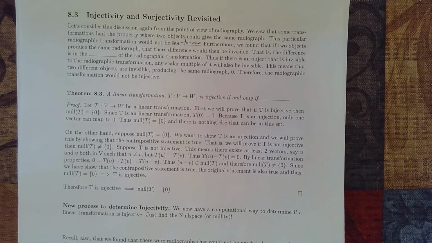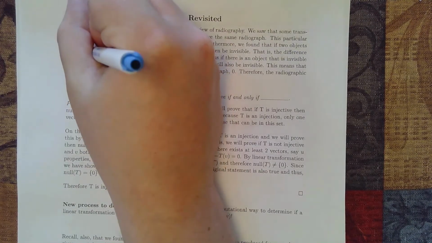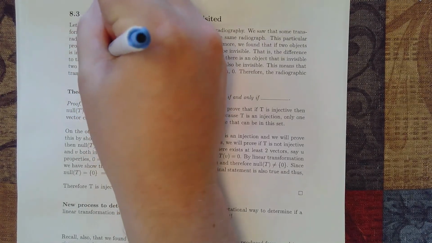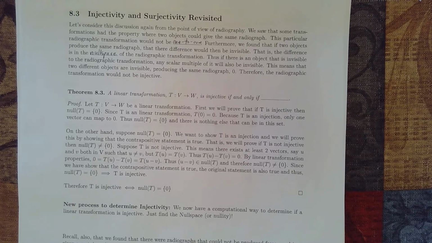Furthermore, if we found 2 objects that give us the same radiograph, their difference would be invisible. What that means is that the difference is in the null space of the radiographic transformation. So if we had an object that is invisible to the radiographic transformation, any scalar multiple of it is also going to be invisible. That means that more than one radiographic object is invisible, which is going to produce the same radiograph, which is 0, which means we can't have an injective transformation.